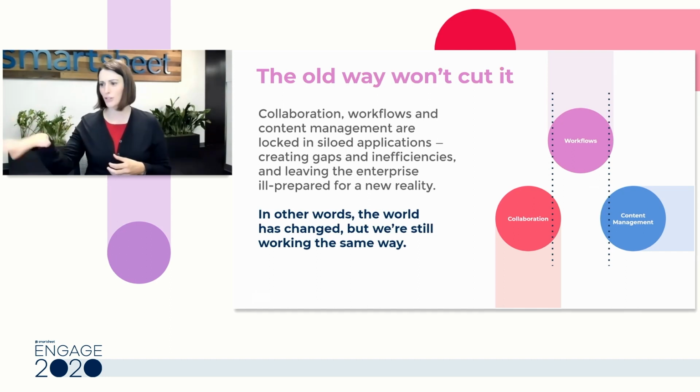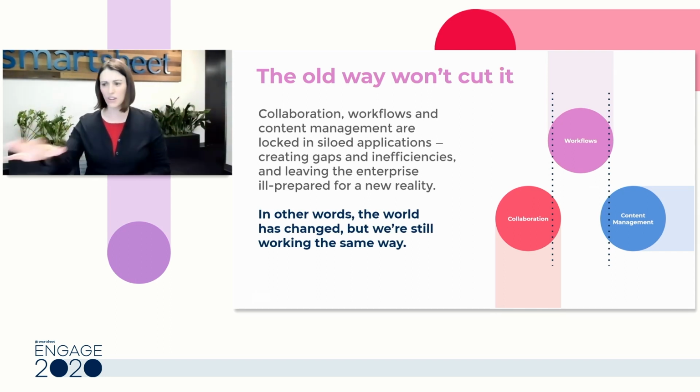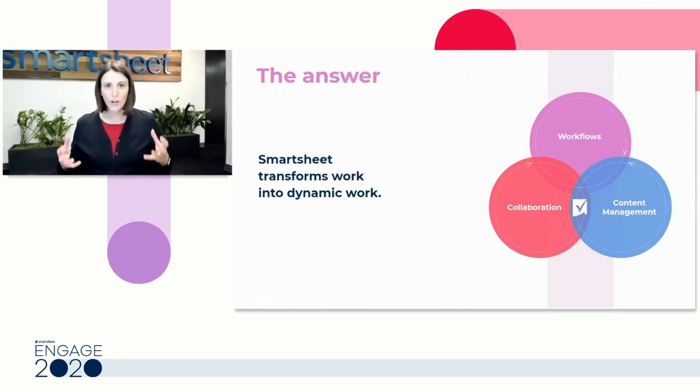And I know we're all familiar with this. We see collaboration sort of happening over here and workflows happening here and our content lives over there. But there's a lot of disparity and gaps, which leads to inconsistency. So what Smartsheet does is it brings those things together. So it brings together that collaboration and that workflow and that content management to really transform that work into dynamic work.